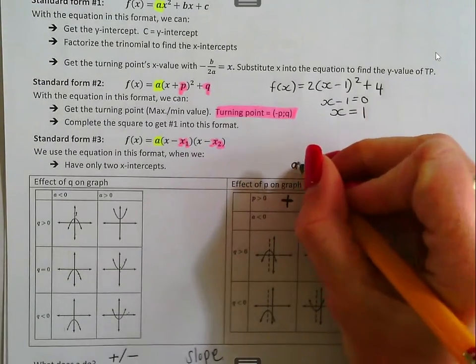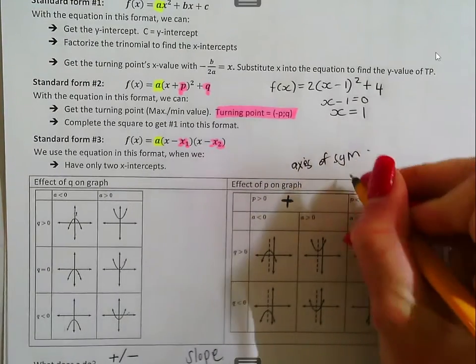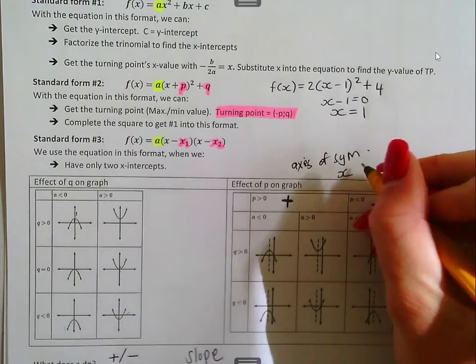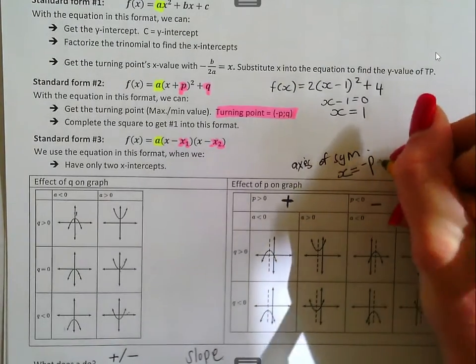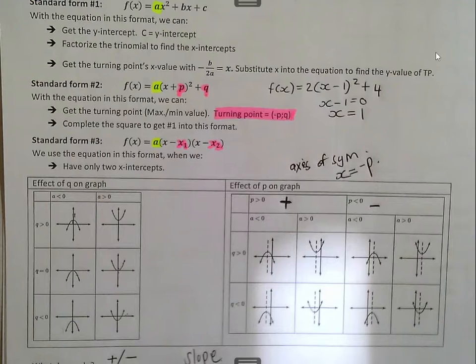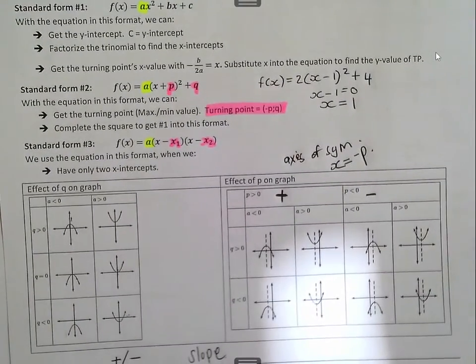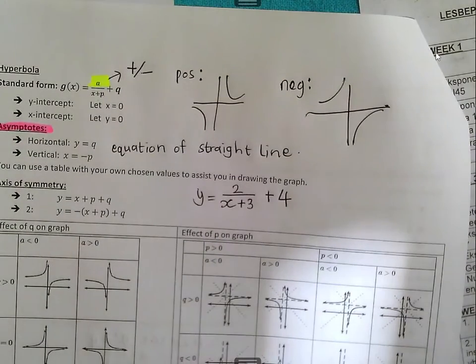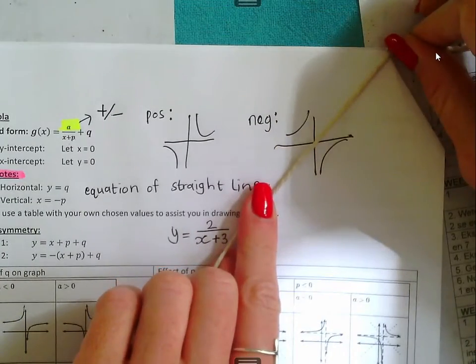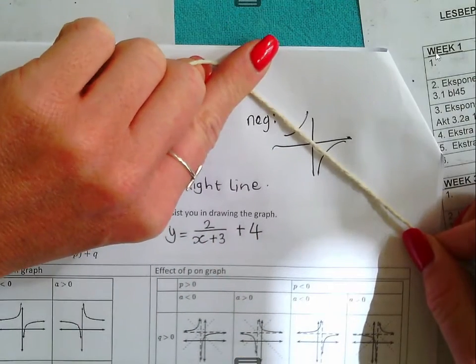The parabola's axis of symmetry is going to be x equal to negative p. It's the x value of the turning point. Does that make sense? The x value of the turning point. That's where its axis of the symmetry is. Okay. X equal to negative p. Just the way you use it in your equation. Okay. The axis of symmetry with the parabola, you need to understand that there are two. There's one. Do you see? And then there's one like that as well.